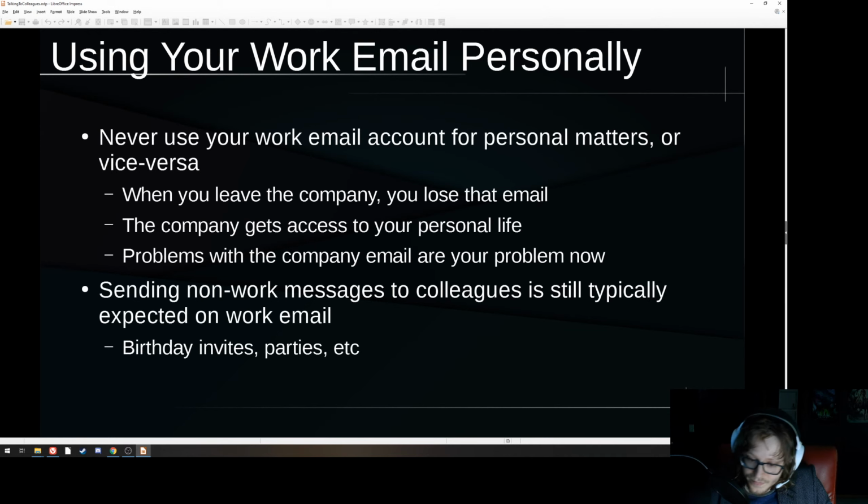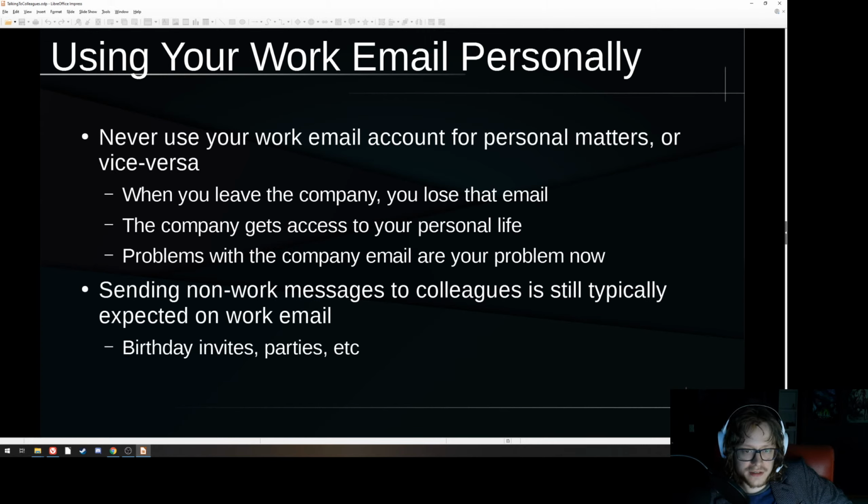The other problem, to a lesser extent, is that the company does get access to your personal life. They now see that you have a Netflix account or whatever. If that's something you don't have a problem with, okay, but especially for more private stuff, you definitely don't want the company having access to it. And another good reason is that company emails tend to go out occasionally, and if there's a problem with the company email, then it becomes your problem, whereas Gmail and platforms like that tend to actually be extremely reliable. They don't go out very often at all.